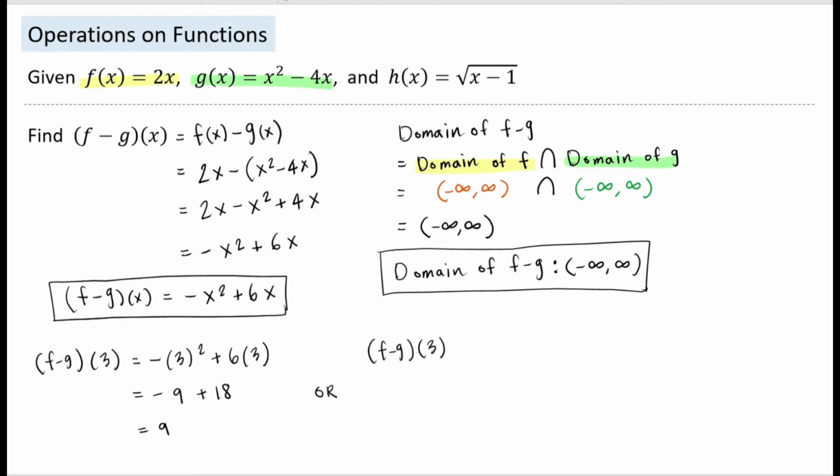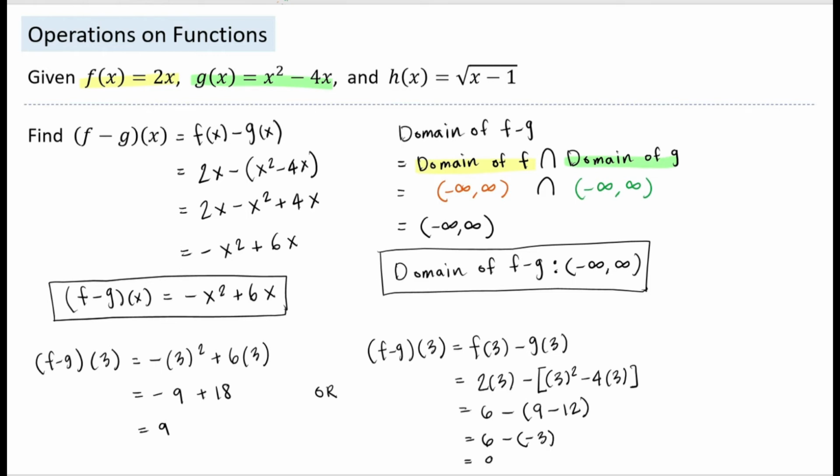If we use the original functions f and g, then we have f minus g of 3 is equal to f of 3 minus g of 3, which is 2 times 3 minus 3 squared minus 4 times 3. We get 6 minus 9 minus 12, which is 6 minus negative 3, and the answer is 9.